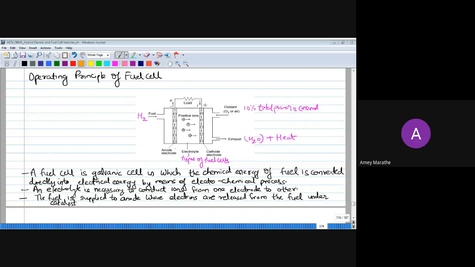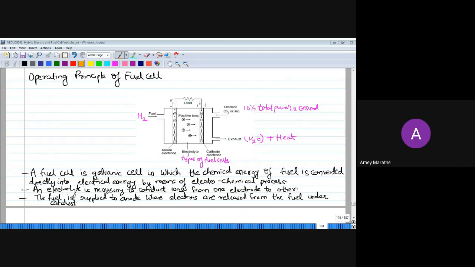So the electrons travel through the outer path, and that is how electricity is generated by the fuel cell. Again, we have three parts: anode, cathode, and the electrolyte. At the anode, we supply fuel, which is hydrogen. At the cathode, we supply an oxidant, which is oxygen. And the exhaust we get from the fuel cell is H2O plus heat. So what is a fuel cell? A fuel cell is a galvanic cell in which the chemical energy of fuel is converted directly into electrical energy by means of an electrochemical process.